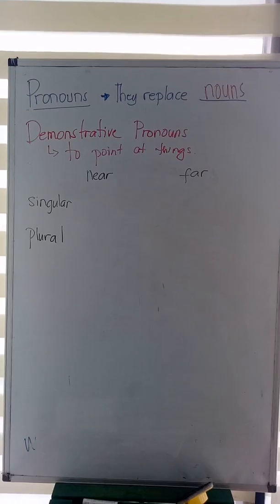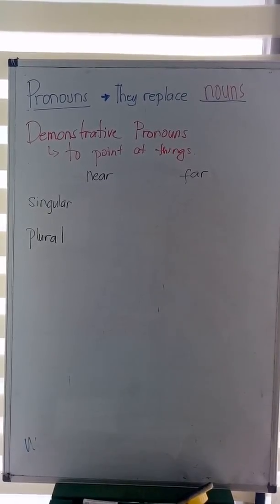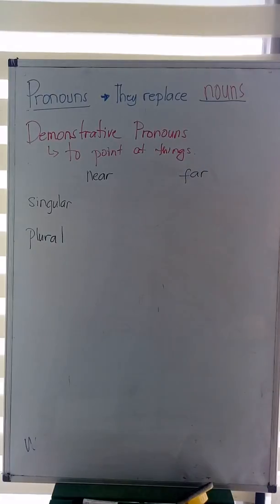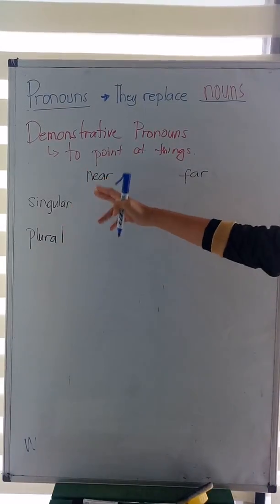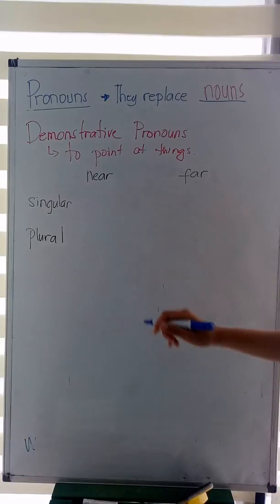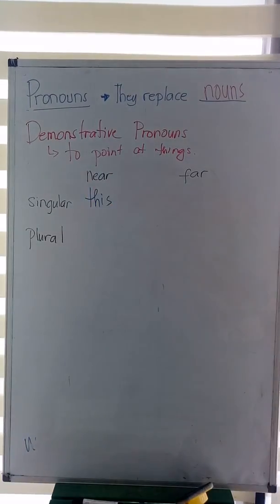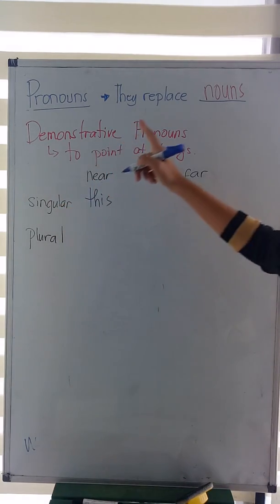All right. Okay, next we have demonstrative pronouns. We use demonstrative pronouns if we have to point at things, if it's close by or at a distance. And I group them into singular, plural, near, close by, or at a distance, or far. For singular, near, we use the demonstrative pronoun this. It's singular and it's close to you, something you're holding or just somewhere within your reach.